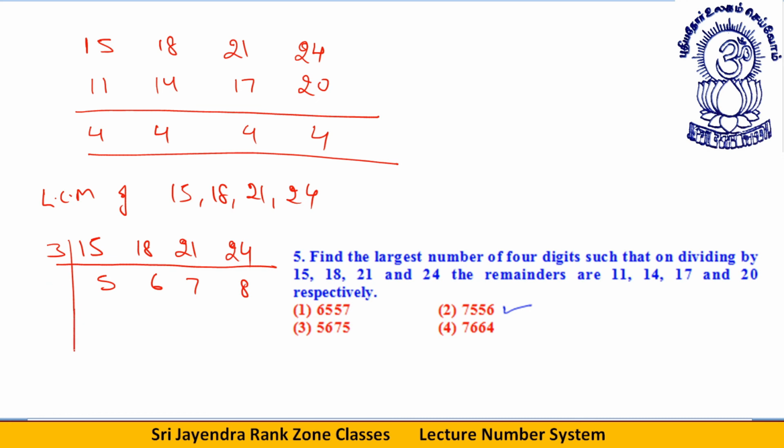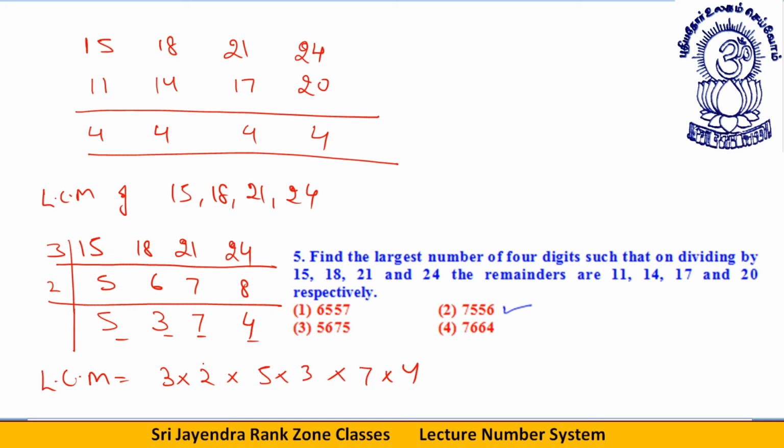okay, take anything else which you can common, take common 2, 5, 3, 7, 4. Now all these numbers are co-prime to each other. So your LCM is 3 into 2 into 5 into 3 into 7 into 4. Let's take these two separate. 10, 9 into 7, 63. 63 into 4 is 252. So this becomes 2520. Okay. So this becomes 2520.